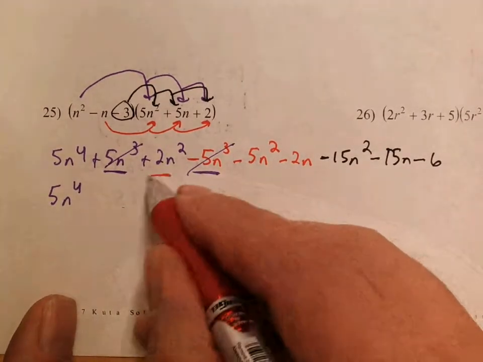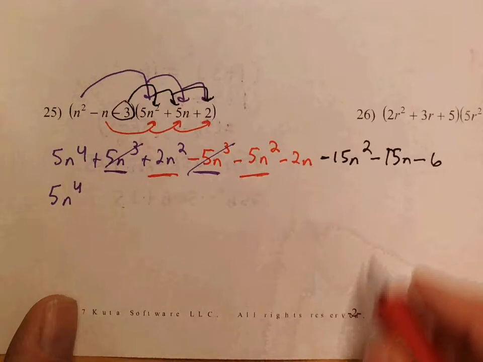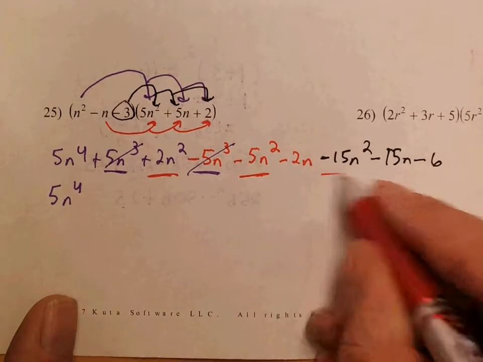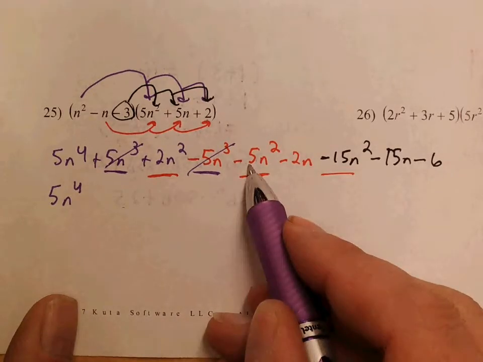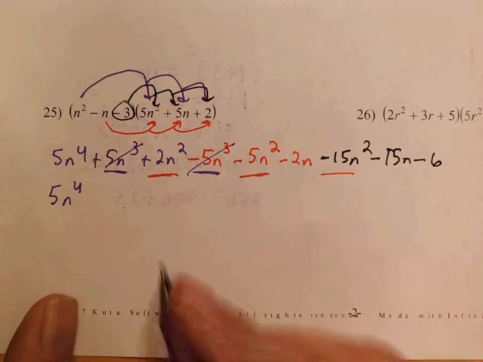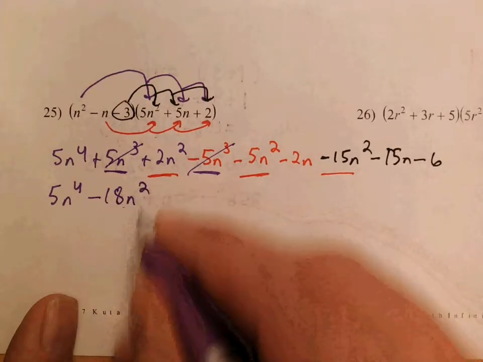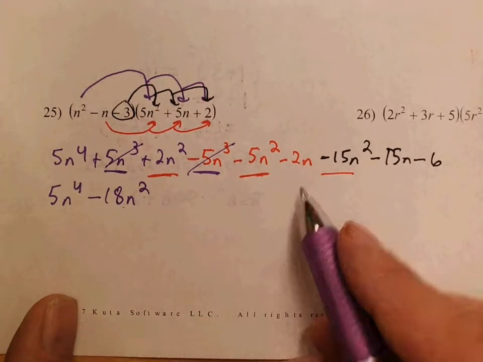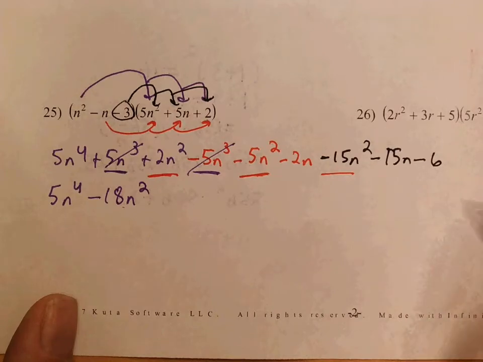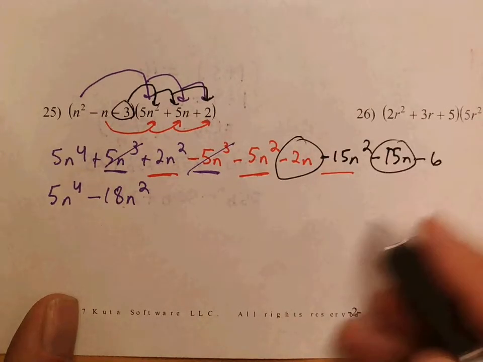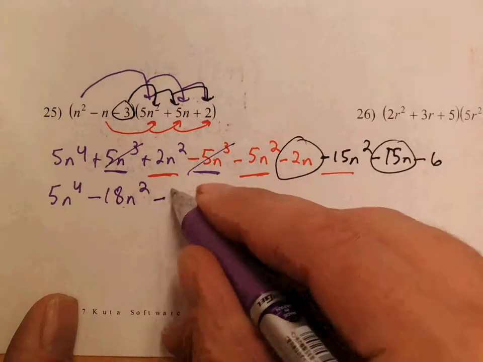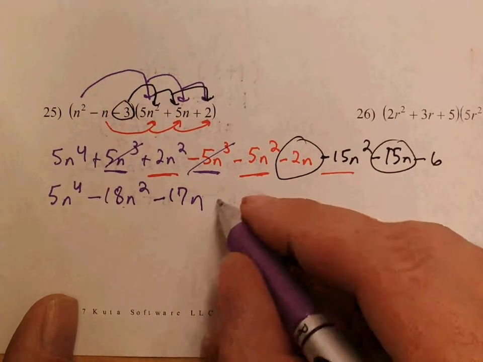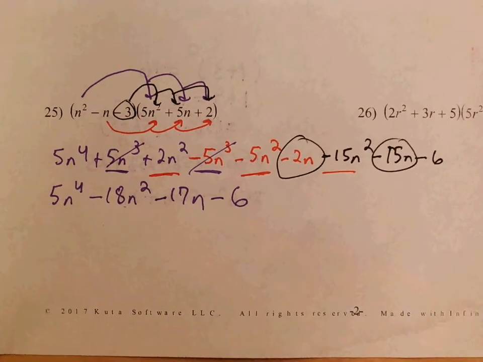The n squareds, well, we've got 2n squareds minus 5n squareds minus 15n squareds, and we can combine all three of those. 2 minus 5 is negative 3. Negative 3 minus 15 is negative 18n squareds. We've got some n's. We've got an n here and an n here. They have no exponents. They are like terms. Negative 2n minus 15n is negative 17n. And there is no constant besides negative 6, and so we can just bring that down. That's our final answer. I hope that helped.